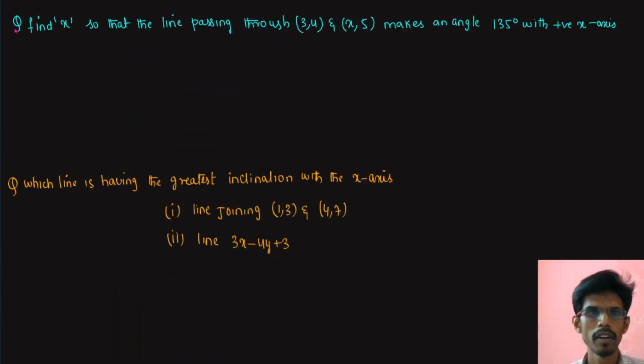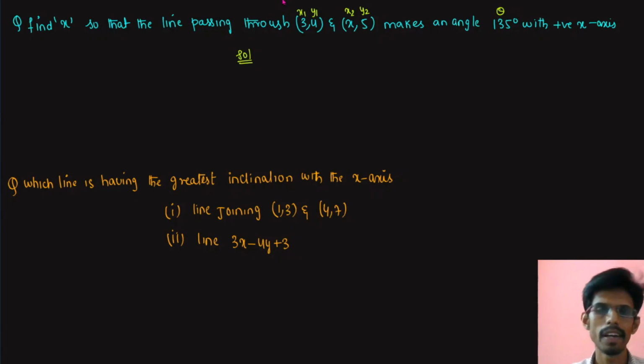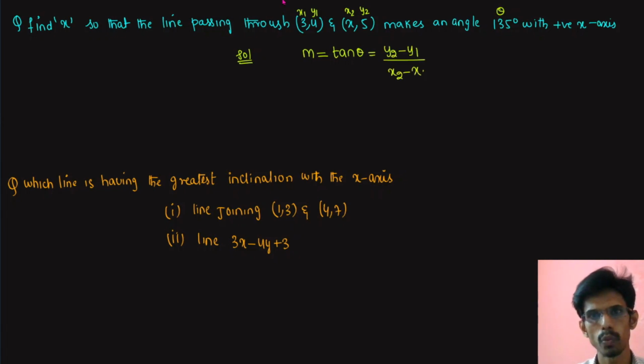Find x so that the line passing through these 2 points makes an angle of 135 degrees with the x-axis. Now let us take these points as x1 comma y1, x2 comma y2. Now the angle theta is equal to 135 degrees. So we have a formula: slope m is equal to tan theta, which is equal to y2 minus y1 by x2 minus x1.